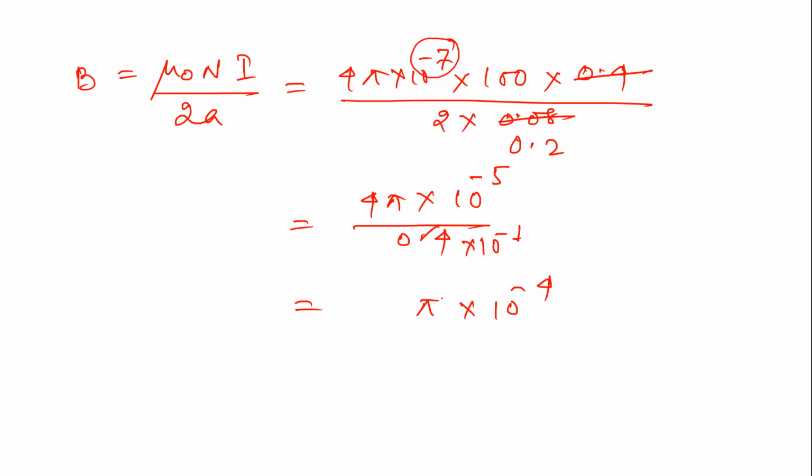I found 3 point, yeah, that's the correct answer. Pi means 3.14 into 10 to the power of minus 4 Tesla. That's very good. You have found the answer. Right? In this way, we have to just proceed for the calculation. Right?